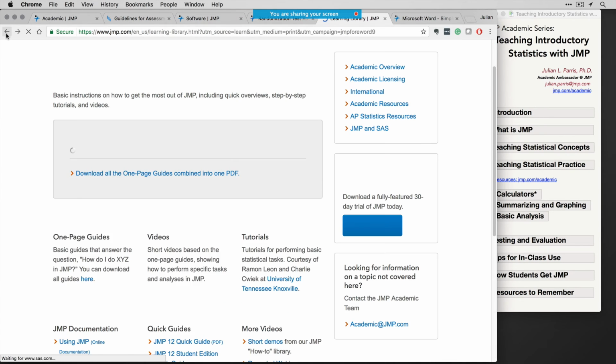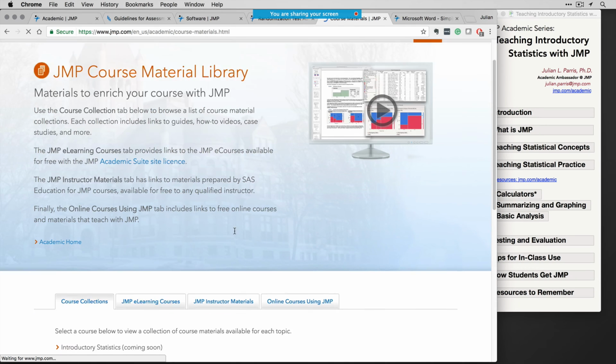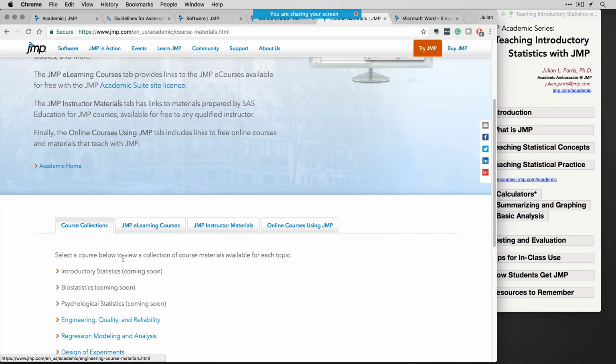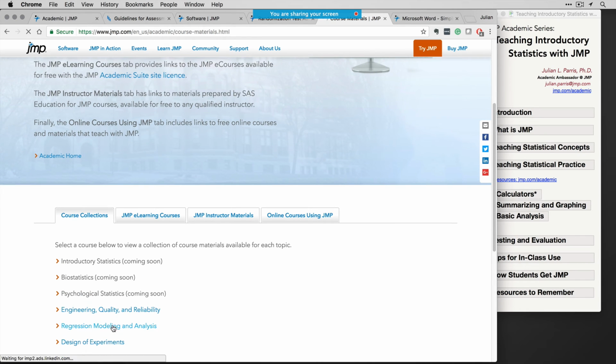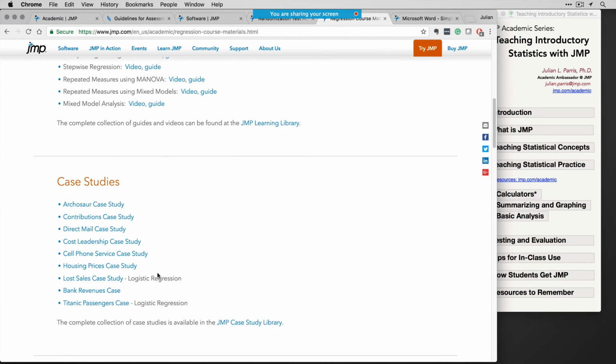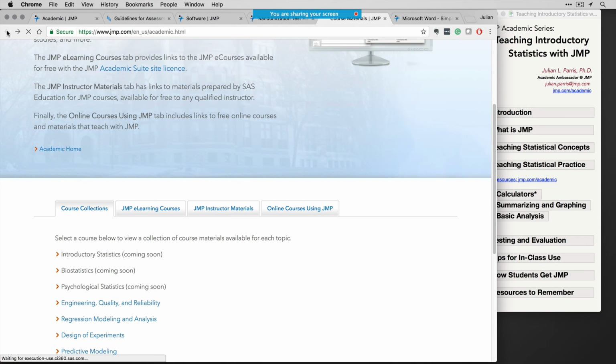And actually, while we're on that topic, let me go back here to jmp.com/academic. We have case studies and certainly other course materials that you can use to teach those same concepts. So if you're teaching regression, one thing I really love, let me go to the course material library. Under here, you can look under these different courses, and one that I think is really handy: if you look under, let's say, regression modeling and analysis, the 1-page guides are all listed here, and the case studies that are useful for regression analysis are all listed. And so that's a great way to find some case studies and guides that are really useful.